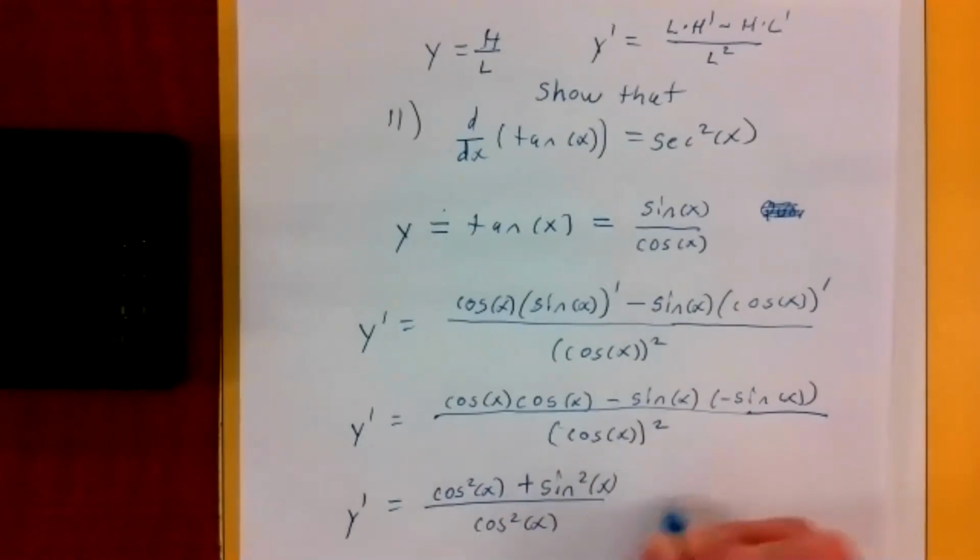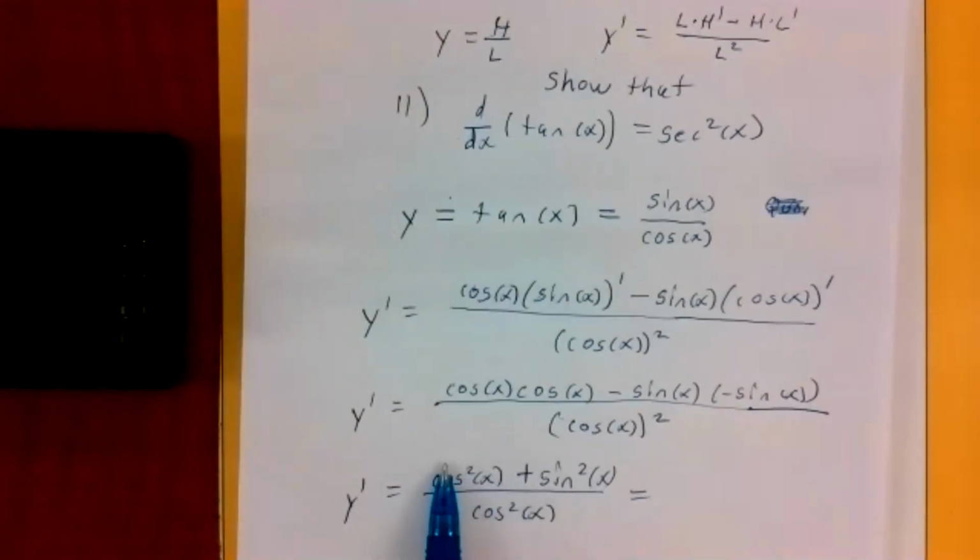I'm going to rewrite the bottom as, by the way, in trig, when you square cosine, you write it this way, cosine, and then you put the little 2 there.